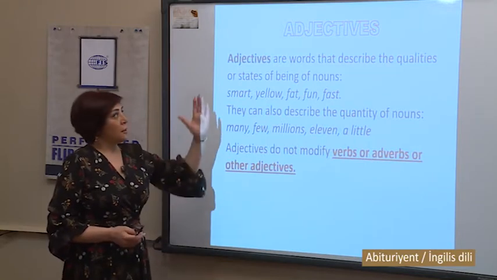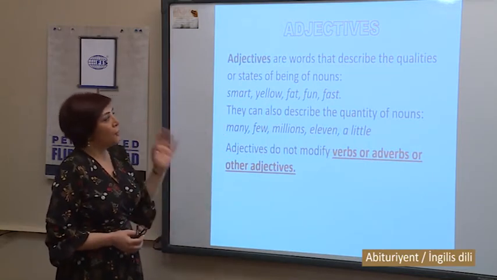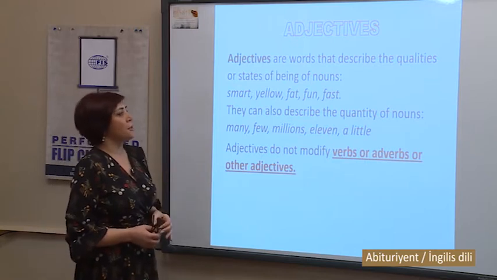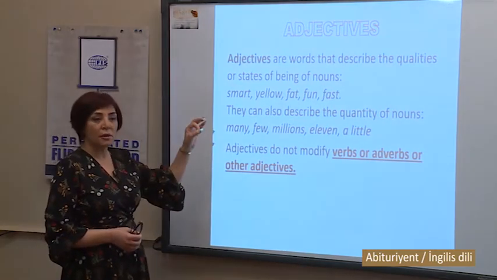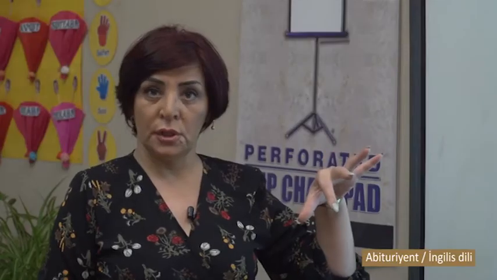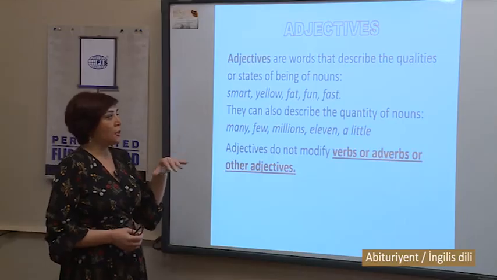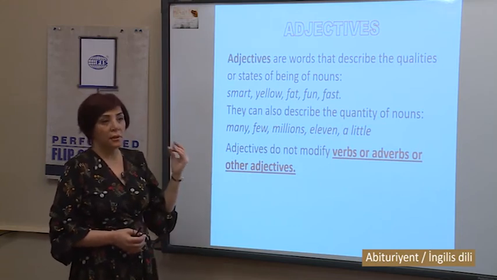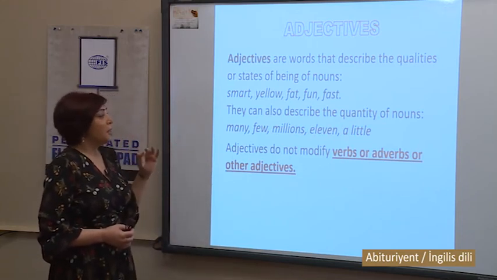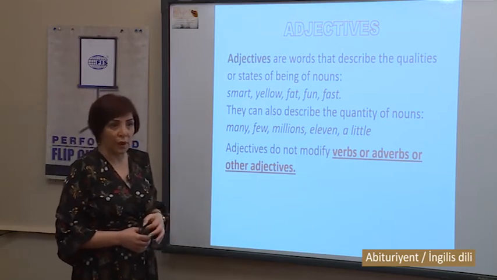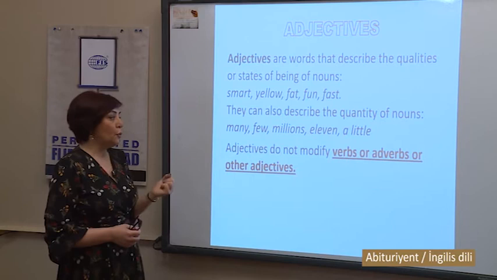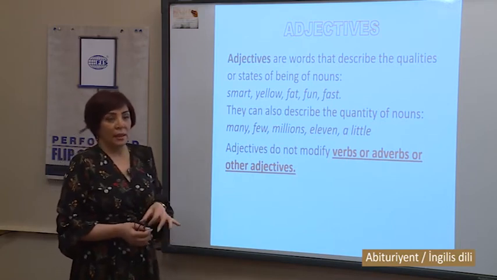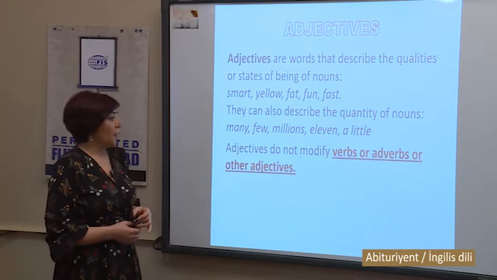Now let us start. Today our topic to revise is adjectives. Here you see that adjectives are words that describe the qualities or states of nouns. For example: smart, yellow, dirty, tiny, fat, fun, fast, etc. And adjectives can also describe the quantity of nouns. For example: many, few, millions, eleven, a little, little, and so on.